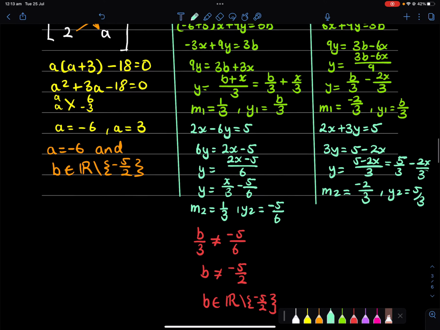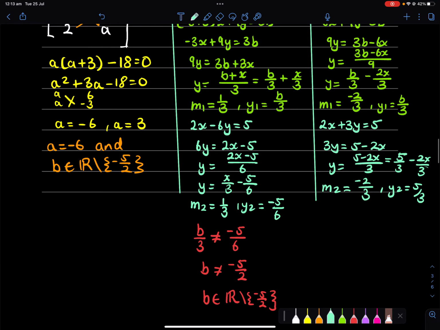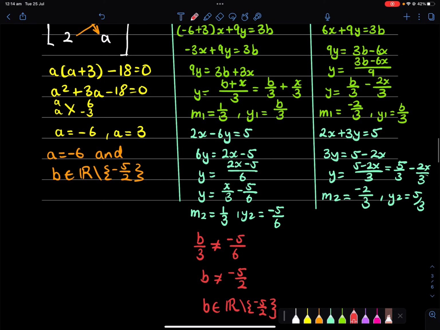So, are the gradients the same? For this one, yes, and for this one, yes, absolutely. And are the y-intercepts different? So here's b over 3 and this is 5 over 3. So let's equate them the same as we did for the other ones. We want to say that b over 3 must not equal 5 over 3, which means b must not equal 5.